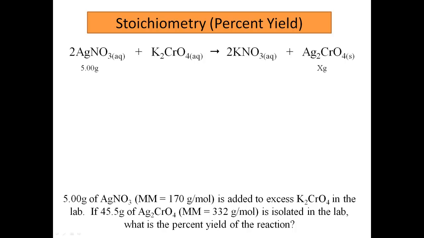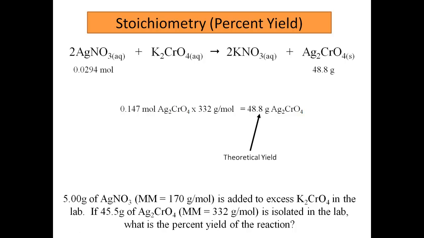So the first thing I'm going to do is take the 5 grams of silver nitrate and divide it by its molar mass to get the moles of silver nitrate. It ends up being 0.0294 moles. According to the stoichiometric ratio, it is going to be multiplied by 1/2 because there is 1 silver chromate for every 2 silver nitrates. That would give us a theoretical amount of 0.0147 moles of silver chromate that we should produce. If I take those moles and multiply it times the molar mass of silver chromate, I should theoretically get 48.8 grams of silver chromate produced. That's what we call our theoretical amount.